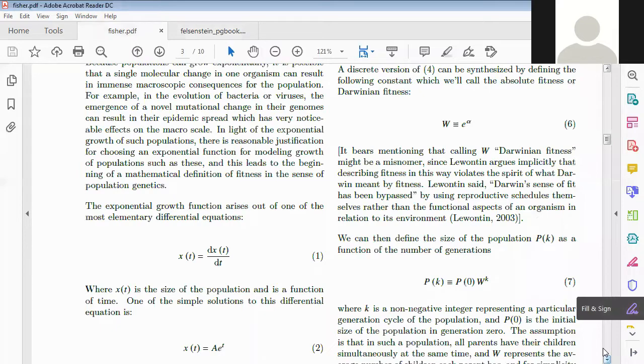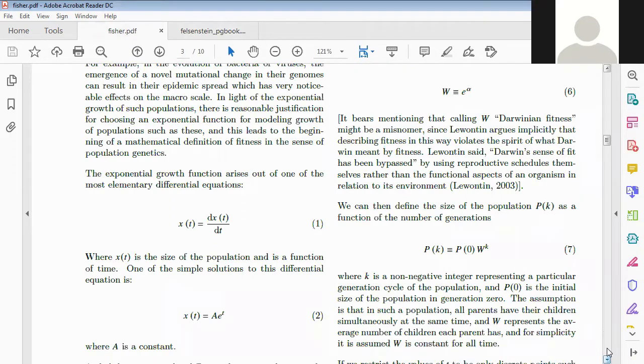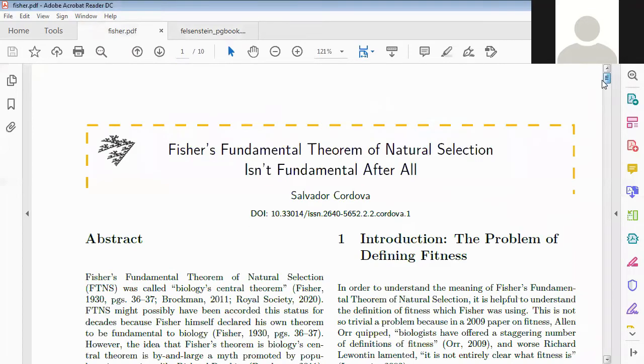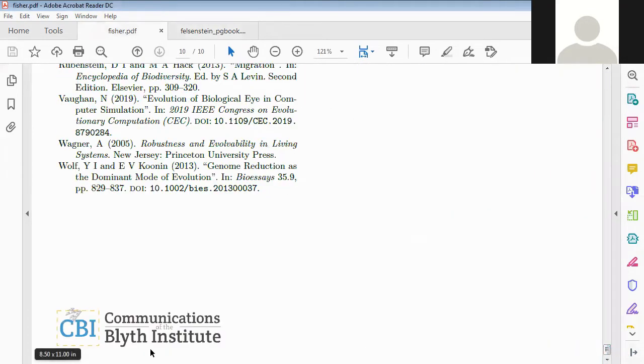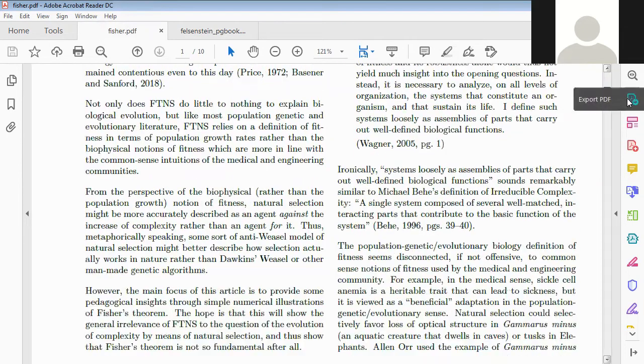What I did, if one reads Dr. Felsenstein's book, it doesn't use exactly the notation that someone coming from a math or physics background may use. And so what I've tried to do in this paper, it's published by the Blyth Institute, in the Communications of the Blyth Institute. You can go to their website by the same name and download this paper. It's open access.